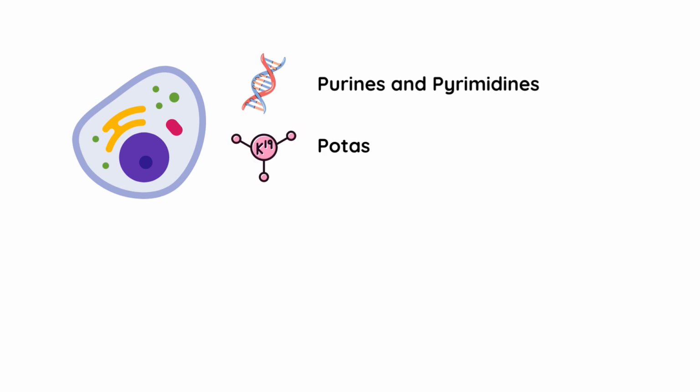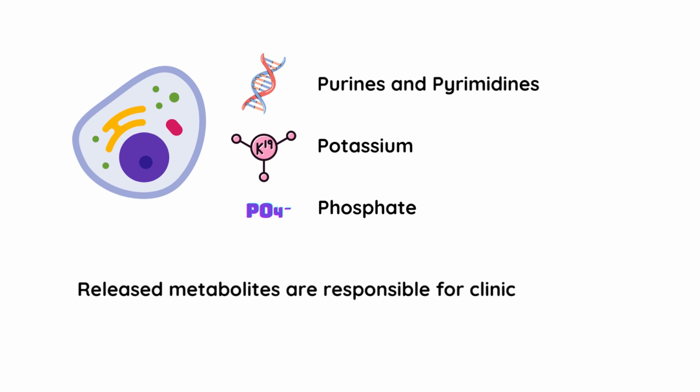Normally, our cells contain purines and pyrimidines as DNA components, potassium as the main cation and phosphate as the main anion. As a result of excessive cell destruction, these metabolites are released into the bloodstream, which is responsible for various clinical manifestations.